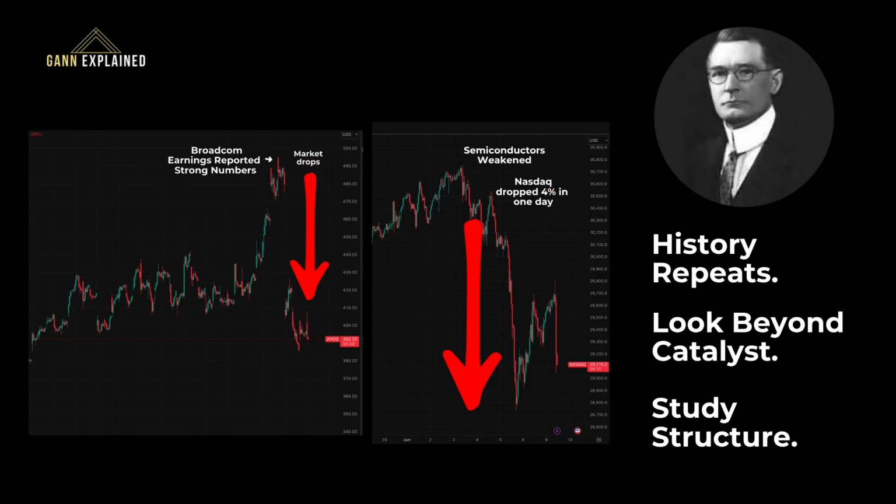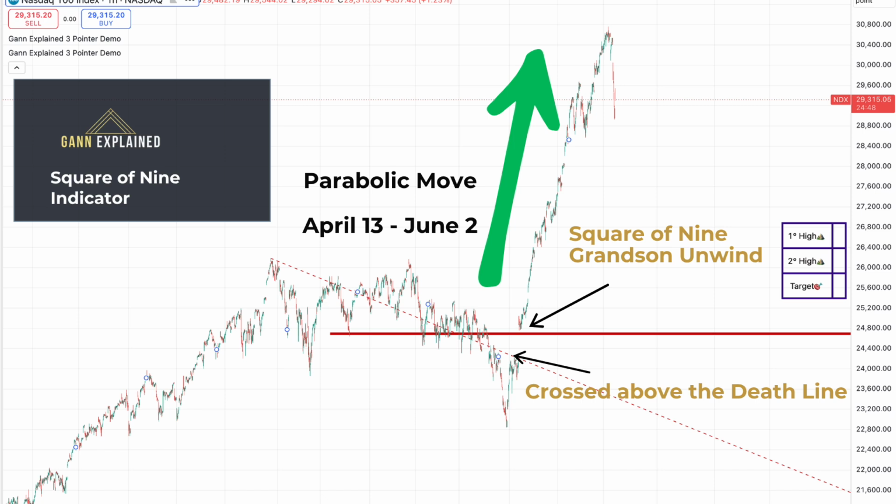But Gann always said, history repeats. So instead of stopping at the catalyst, let us look at the structure. So what is happening now? Using our square of 9 indicator, we can see the market did a grandson unwind, broke the depth line, and made an upward parabolic move from April 13th to June 2nd, as the square of 9 had projected.